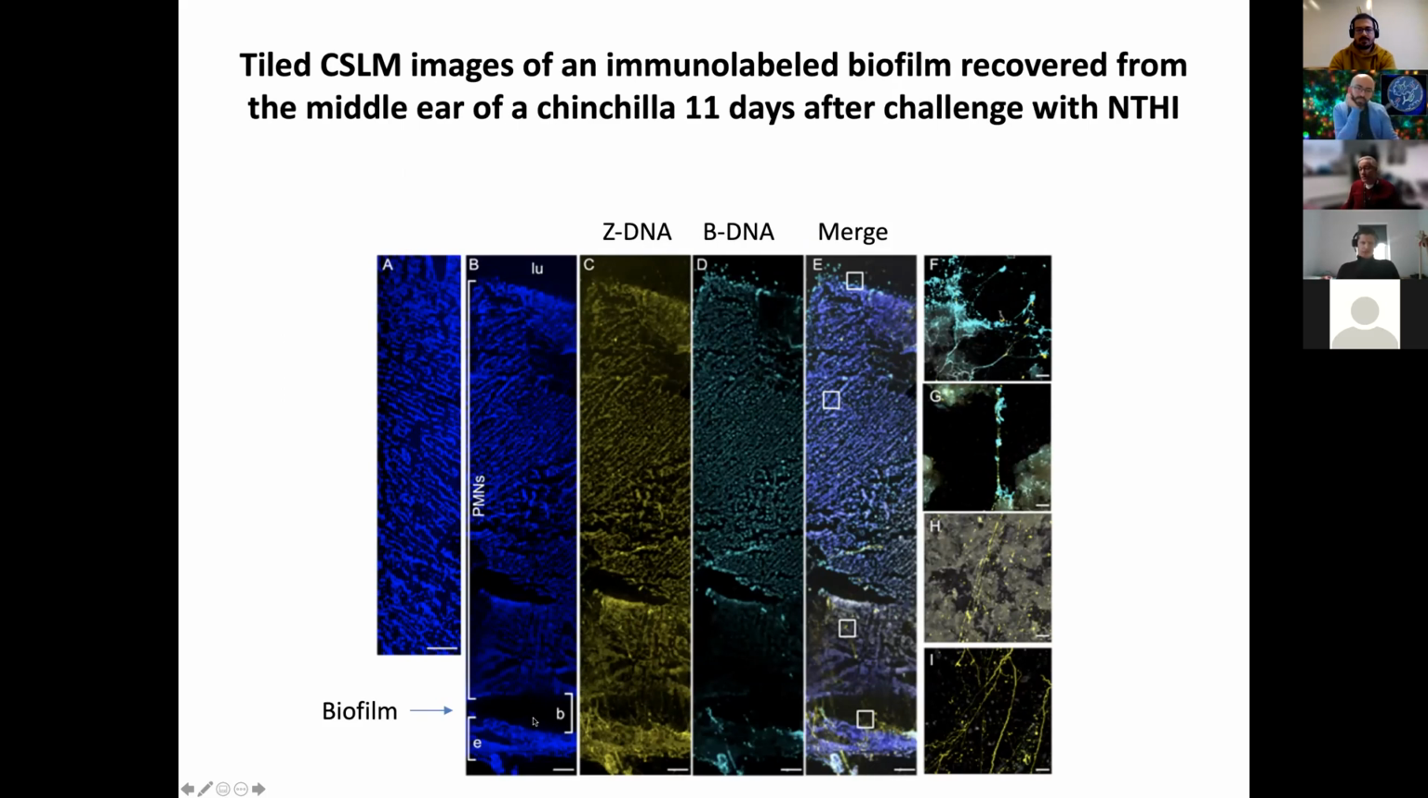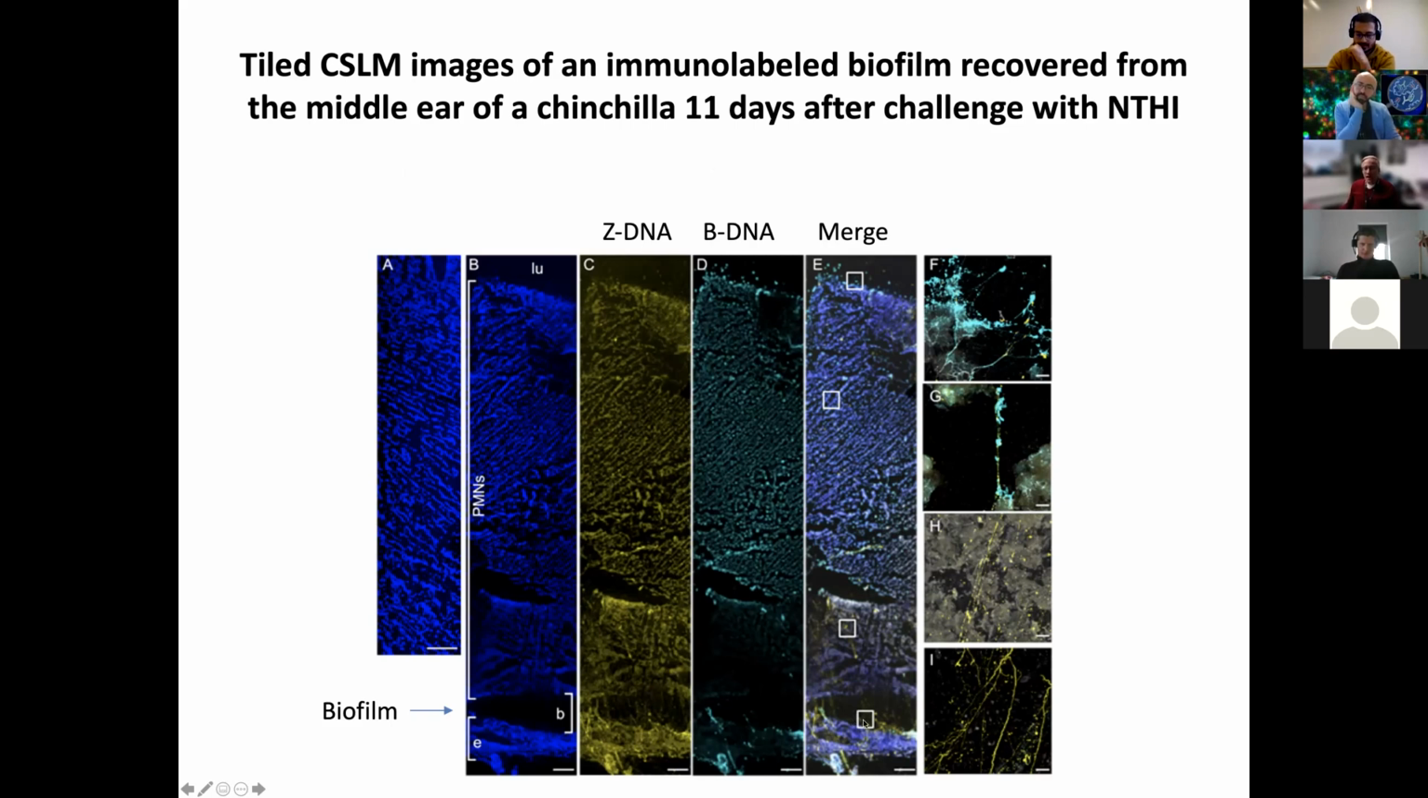And then we asked, where is the Z-DNA? And the Z-DNA is everywhere. It is throughout this entire section. This is 2 millimeters thick, and it's throughout the entire section. We then asked, where's the B-DNA? And the B-DNA doesn't really start until about here, which is roughly 3 diameters of biofilm away. There's no B-DNA at all. All of it's been converted to Z-DNA after 11 days.